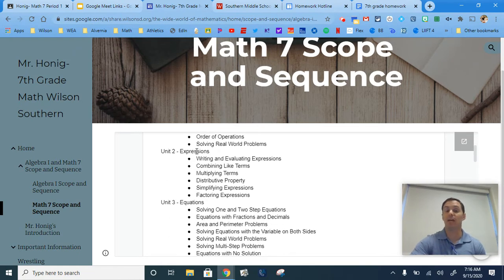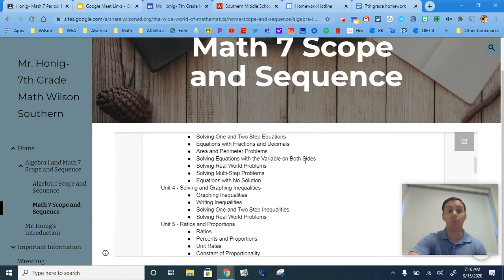We're then going to move on to the algebraic piece, where we're going to go into expressions. That's writing and evaluating expressions, combining like terms, distributive properties, some things that some of you may remember from your earlier work with math when you were in 7th grade. We'll move on to equations. That's solving 1, 2, and possibly multi-step equations all the way up to 3, 4, 5. Variables on both sides, making sure that they can solve those equations.